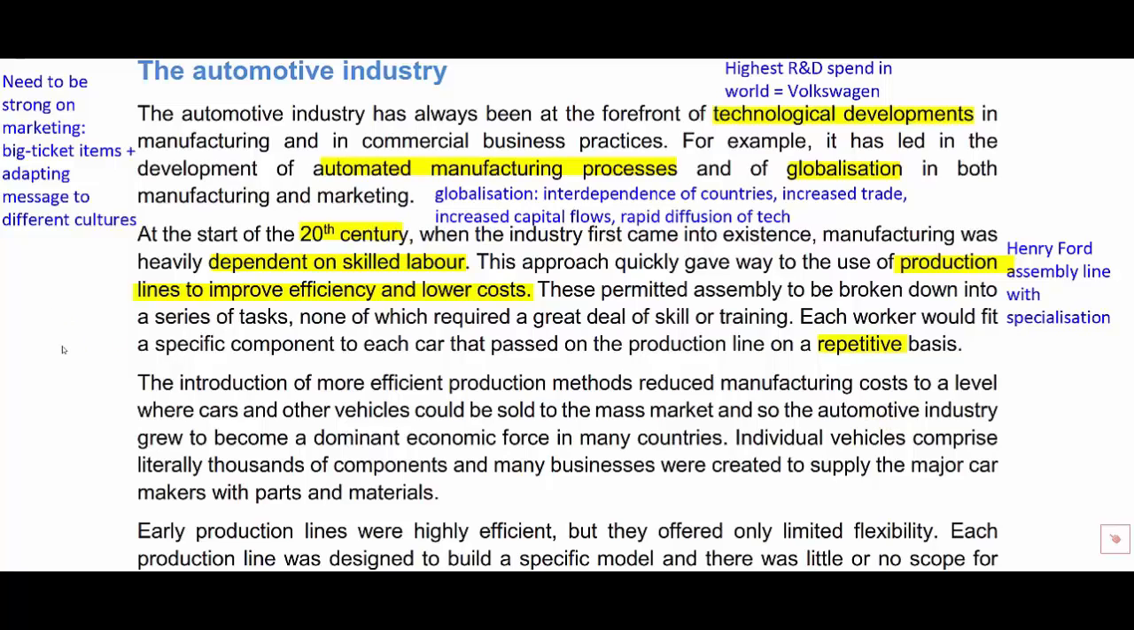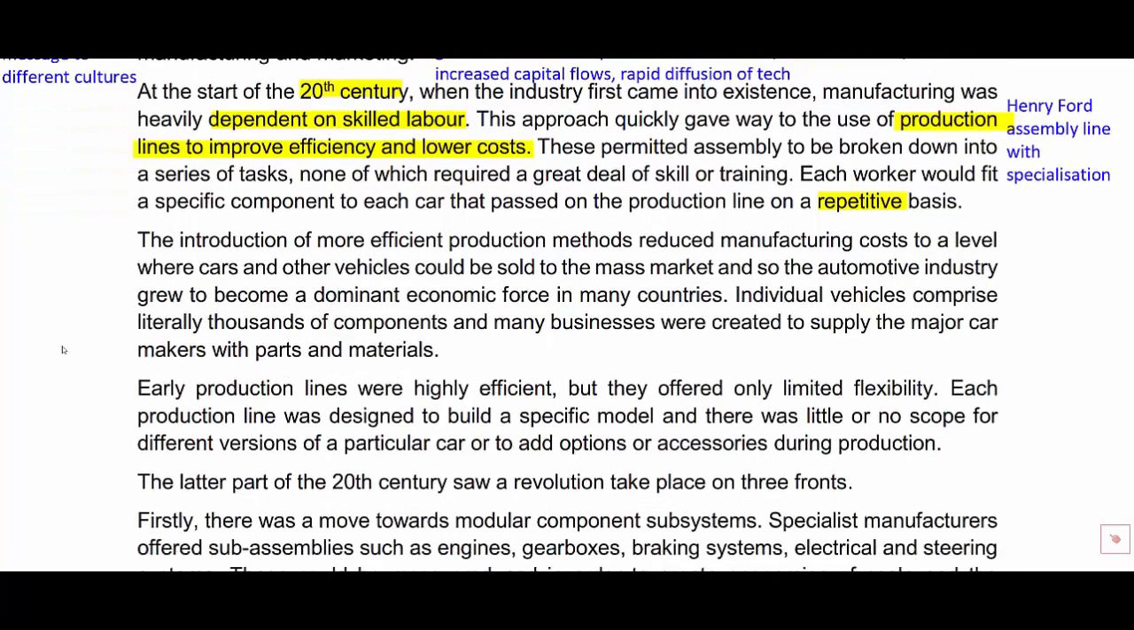Okay, then moving on to the next section, and we see that the introduction of more efficient production methods reduced costs, as we said before, and that was important because prices could be lowered, and of course that gave automobile makers access to the mass market. Okay, so the industry really took off then.